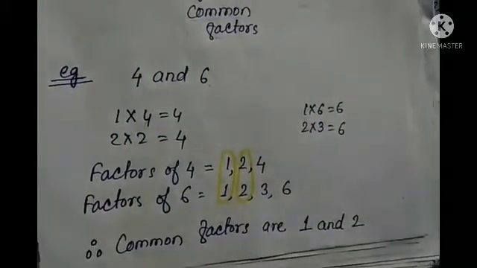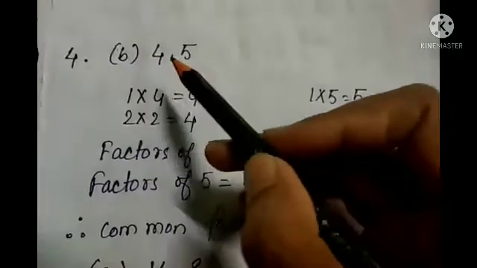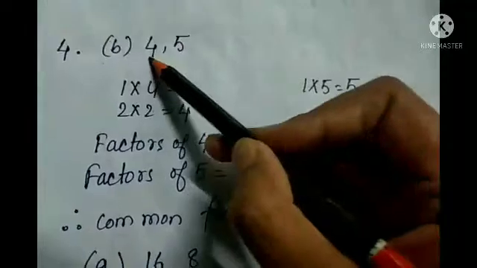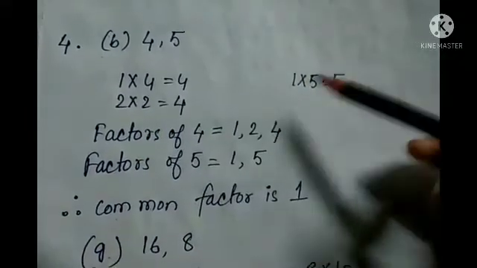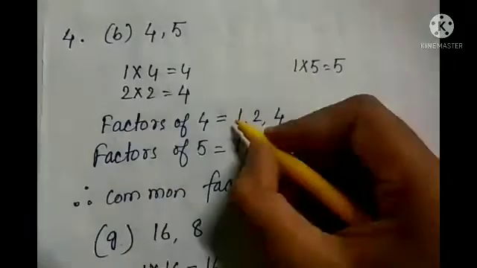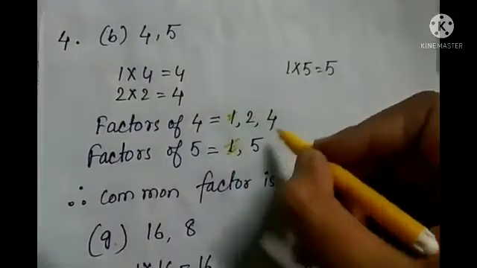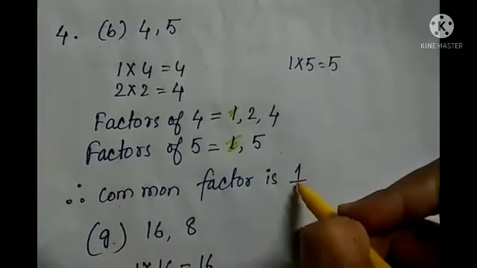So let's see some more examples. This one is a question from your exercise 5.3, number B. So 4 and 5. I have written the factors of 4 and 5. Now what is common in them? You can see only 1, right? This 1 and here also 1. The other numbers are not the same, so that is why the common factor is only 1.